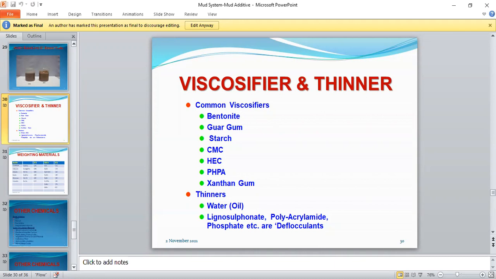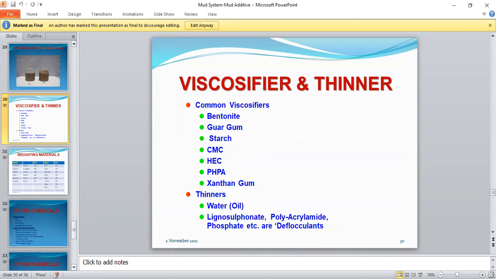Number 1, viscosifiers. We have common viscosifiers. We have bentonite for water-based mud. Bentonite viscosifies to enable the mud or the drilling fluids to carry cuttings from the bottom of the well to the surface.